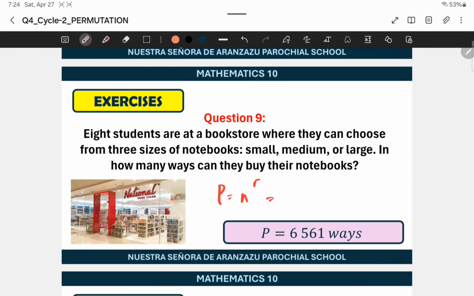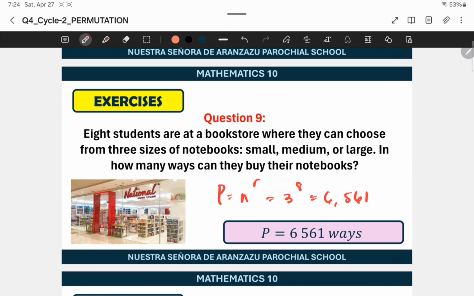Di ba yung n natin is the number of options? Ano yung option natin? Yung small, medium, large. And yung r natin is the number of items or number of positions, which is the 8 students. So that is 3 raised to 8, which is equal to 6,561.